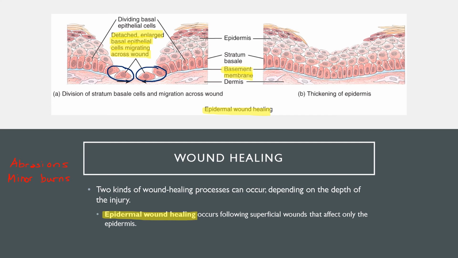Now they appear to migrate as a sheet along the basement membrane until the advancing cells from the opposite sides of the wound meet. So until they kind of touch in the center and meet together. Now, when they encounter one another, they stop migrating due to a cellular response called contact inhibition.